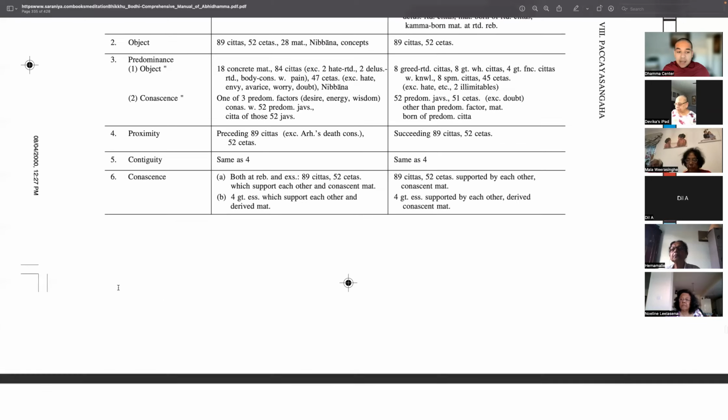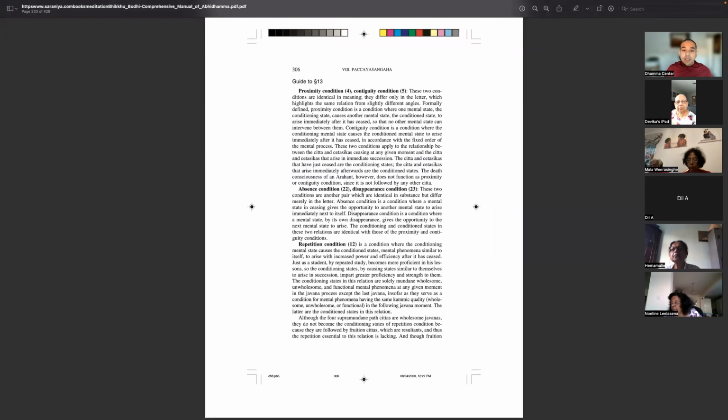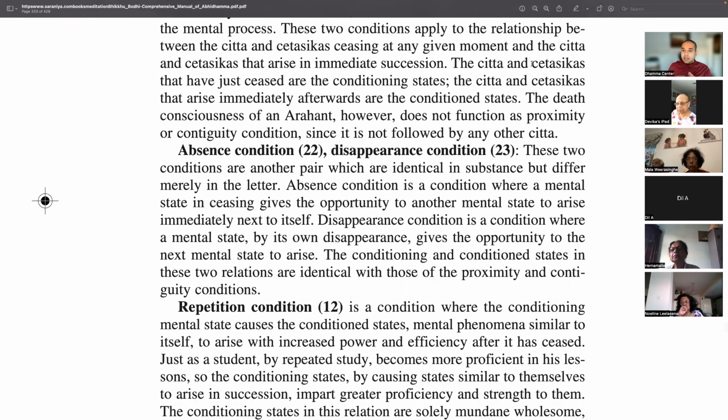What are we talking about in absence and disappearance? In absence condition, we talk about the fact that this citta, within this moment, according to absence condition, because it ceases, it gives allowance, opportunity for another consciousness, for its succeeding consciousness and mental factors to arise. Is that clear? That is absence condition. Conditioned by the fact that the consciousness ceases to exist, it lays the foundation for this next consciousness to arise. Is that clear? That is absence condition.